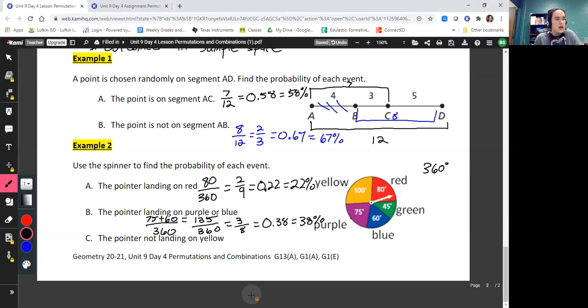And the last one, the pointer not landing on yellow. So yellow is 100. So you can take 360 minus 100, and that gets us 260. So 260 divided by 360. We need to reduce that. And that gets us 13/18 for a fraction, 0.72 for a decimal, and 72%. Please make sure that you are reducing your fractions.